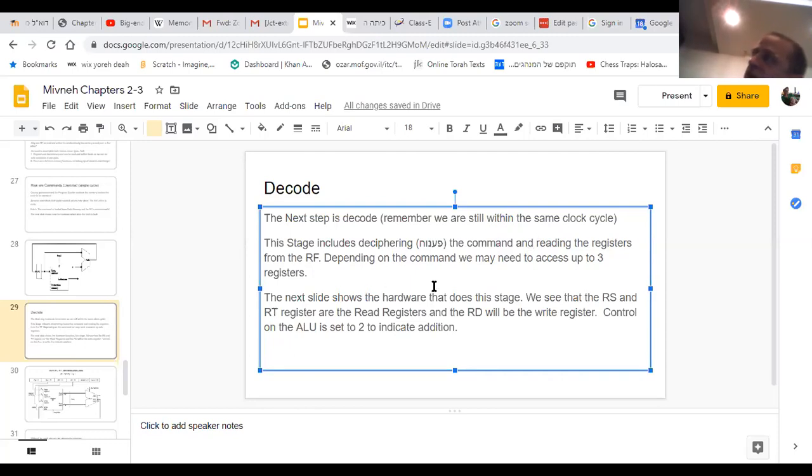Actually, is there a command that doesn't use a register? Can anybody think of a command that doesn't use a register at all? We learned a command that doesn't use a register at all. No. I'm waiting. I can wait all day.